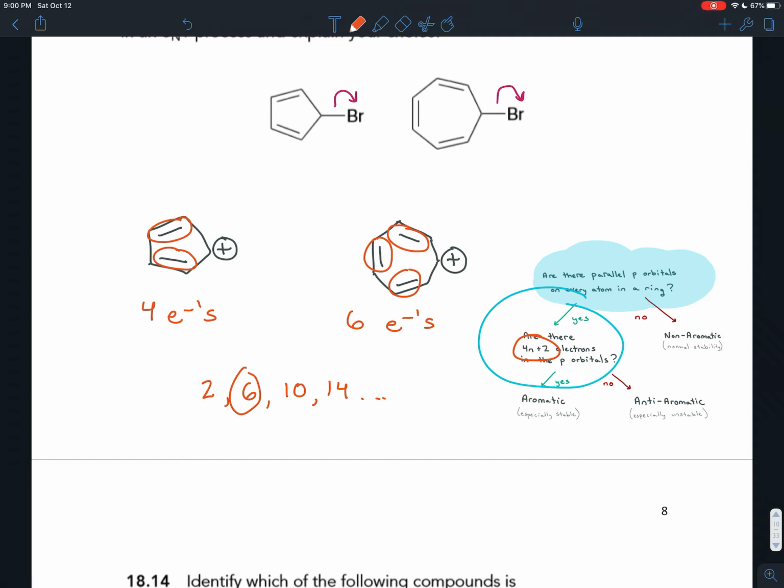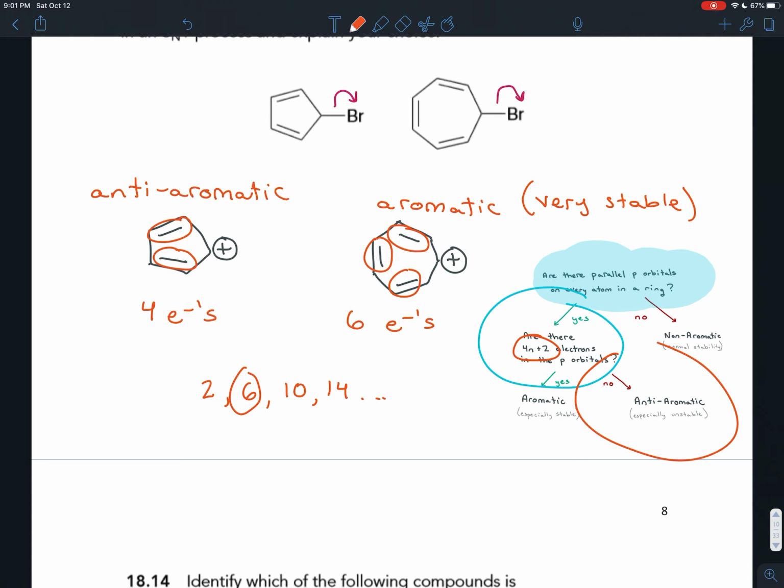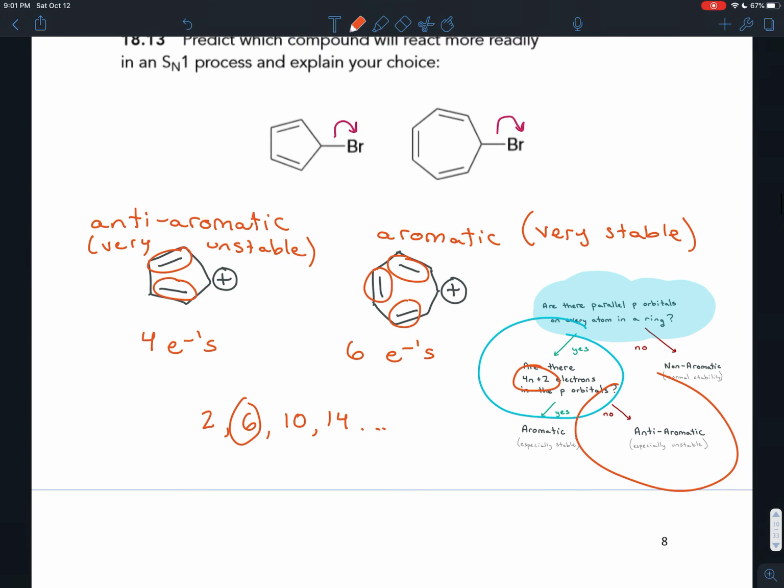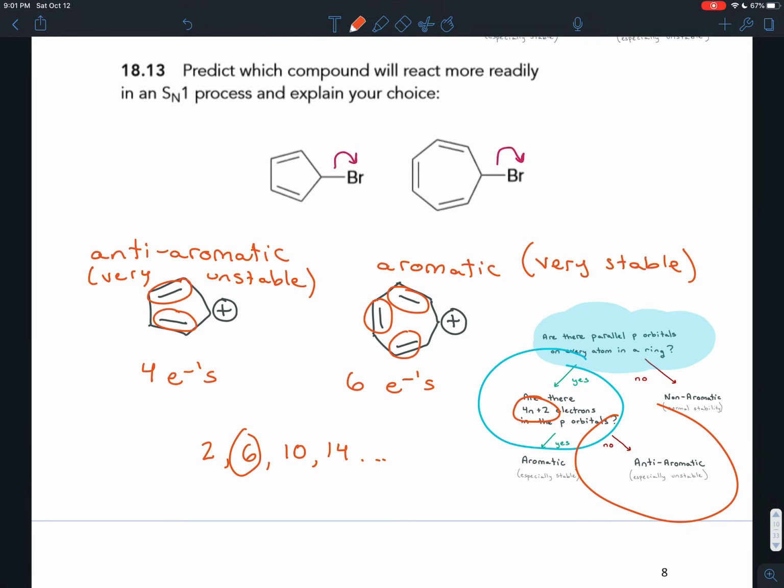Notice that 6 is one of those numbers. That means that this molecule on the right is aromatic, in other words, very stable. And 4 is not one of those numbers. It skips over 4. It goes from 2 to 6. 4 is not one of those numbers, and so the molecule on the left will be anti-aromatic. So that's very unstable. And you can use that information to determine how likely the molecule is to undergo an SN1 reaction.